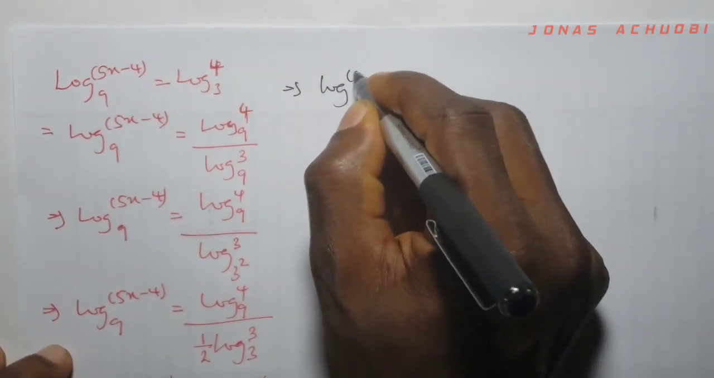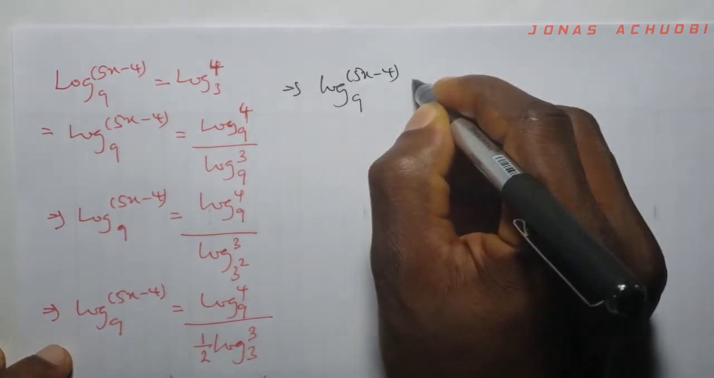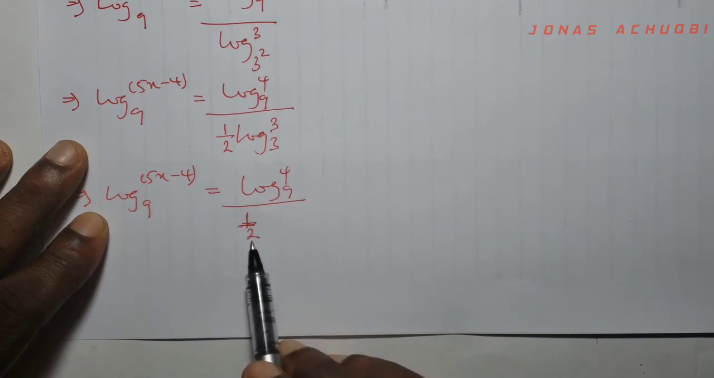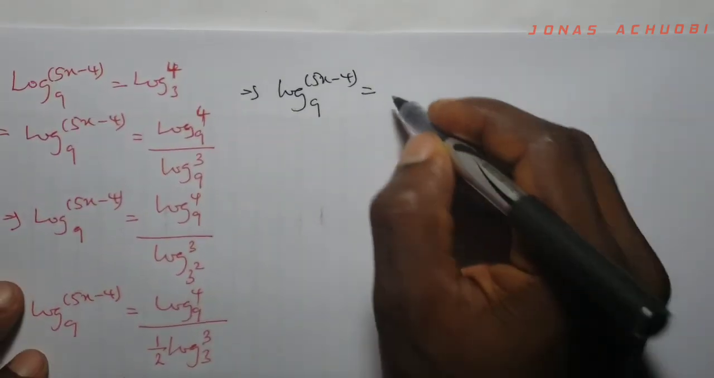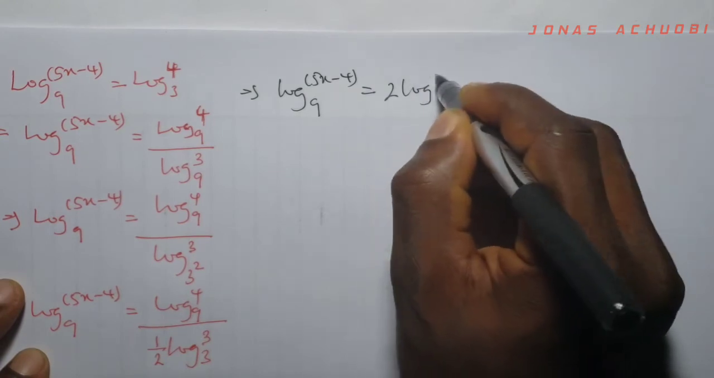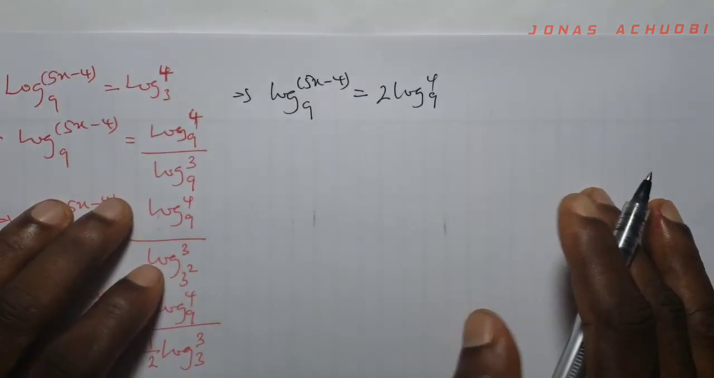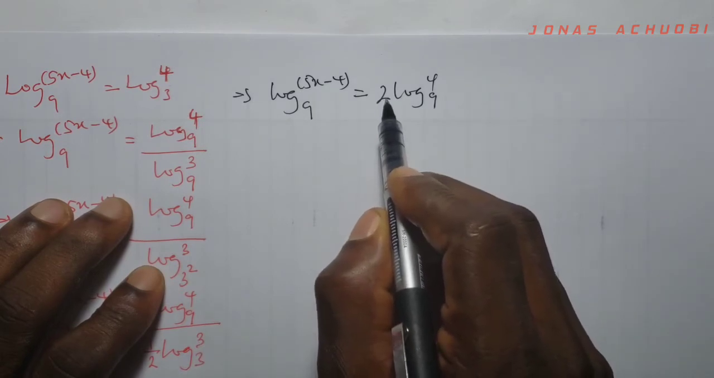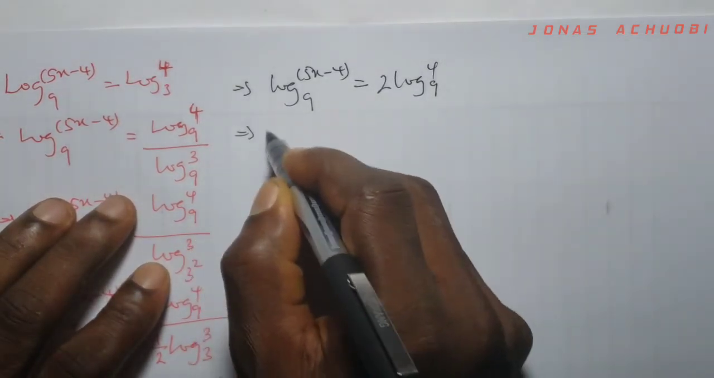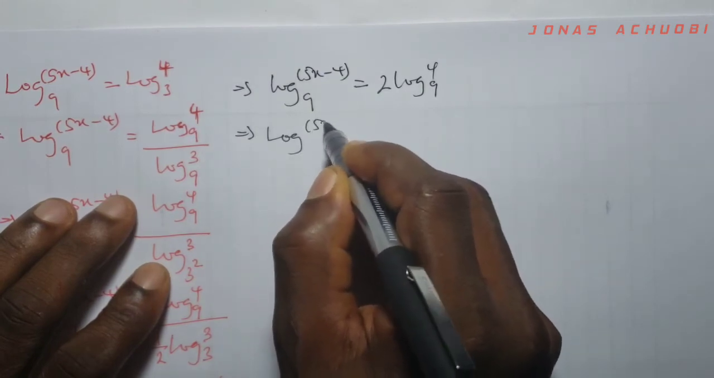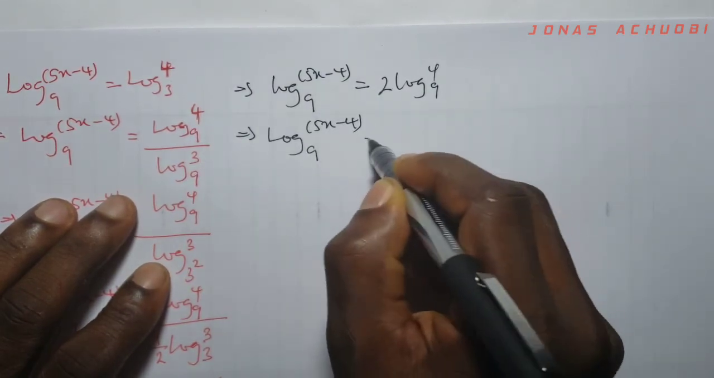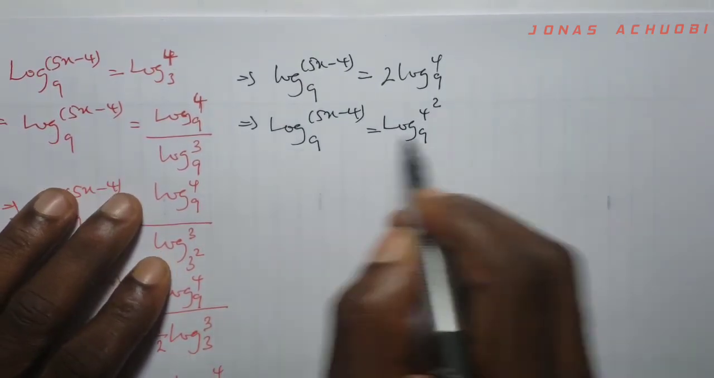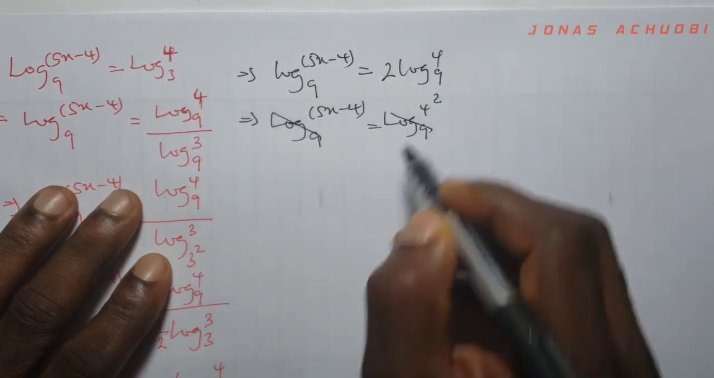That becomes the log of 5x minus 4 in base 9 equal to, now, log 4 base 9 divided by 1 over 2. So if you divide this, the 2 will come up, and what we have will be 2 log 4 in base 9. So I would like to cancel out the logs here, but this 2 stops me from doing that. Once again, I'll send the 2 up. So I can write this as the log of 5x minus 4 in base 9 equal to the log of 4 squared in base 9. Now I have common logs, so I can now knock off the logarithms.